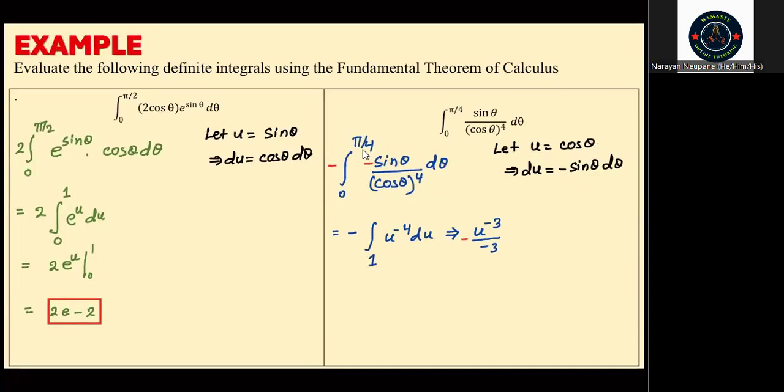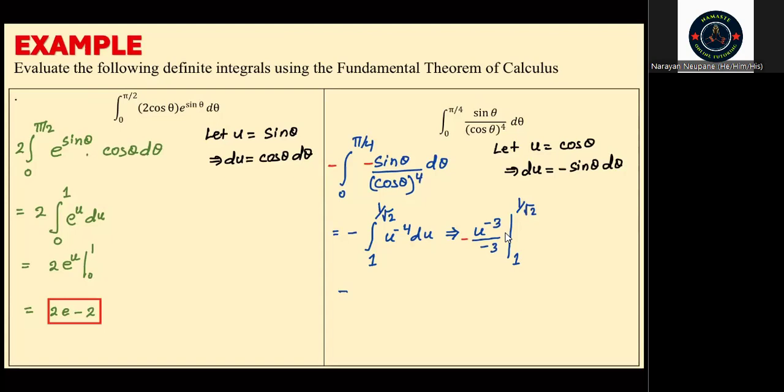And for the upper limit, we have pi over 4. If theta is pi over 4, u will be equal to cosine pi over 4. And cosine pi over 4 is the square root of 2 over 2, or we can also write 1 over the square root of 2, which is the same thing. So that means we have to evaluate this between 1 and 1 over square root of 2.